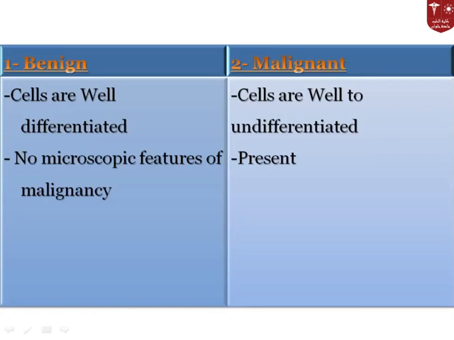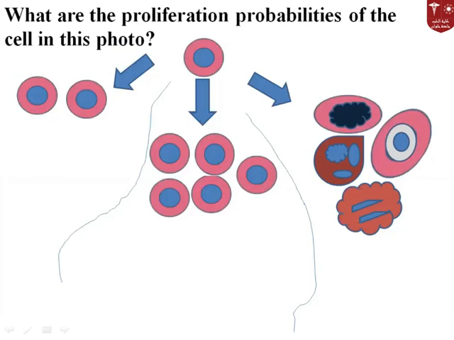So what are the microscopic features of malignancy that are present in malignant tumors? Let's remember this picture, in which the daughter cells that resemble the original cells are called well differentiated. Sometimes malignant tumors have more ugly cells. Malignant tumors have a high rate of cell proliferation and division, right?